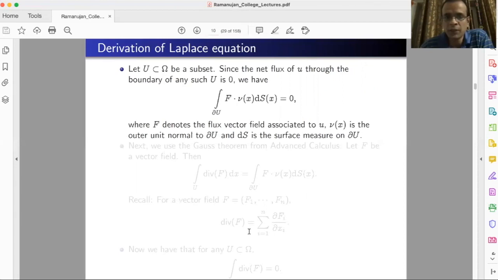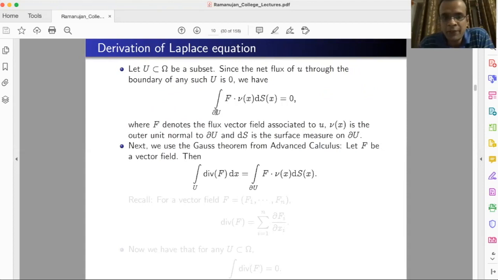Now you see that this is an integral over the boundary of U. But we can convert this to an integral over U by the Gauss theorem from advanced calculus that you may have seen. Let f be a vector field. Then what the Gauss theorem says is that the divergence of f integrated over the volume U is the same as the integral of f dot nu over the boundary of U.